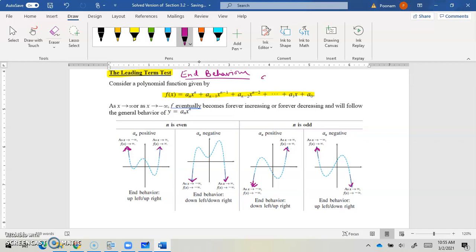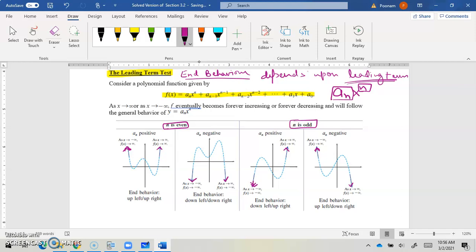That depends upon the leading term. So the leading term test depends upon the leading term. What is the leading term? a_n x^n. a_n is the leading coefficient. n is the degree of the polynomial, right? Now, there are two cases for n. The degree n can be an even number or an odd number. Then the leading coefficient can be positive or negative.